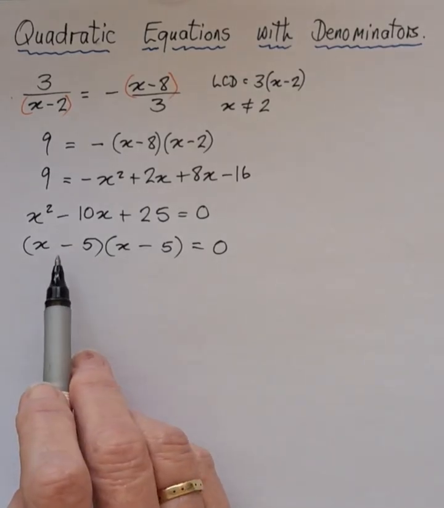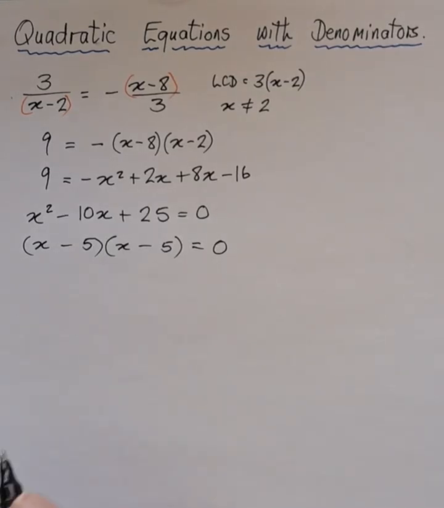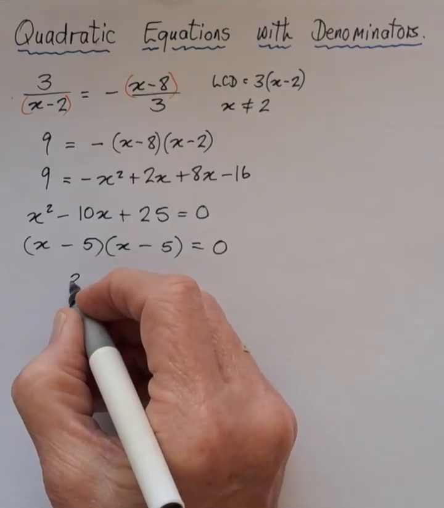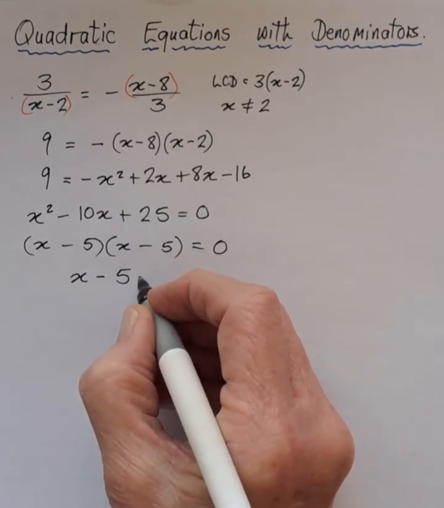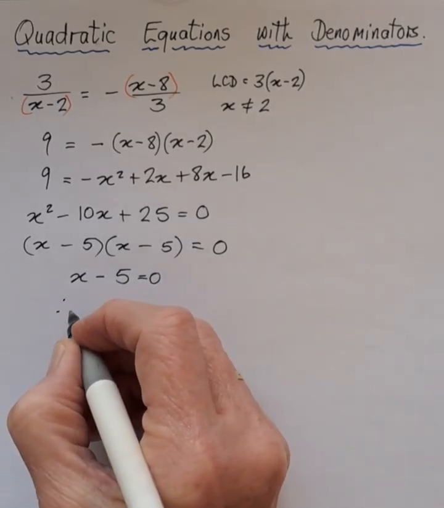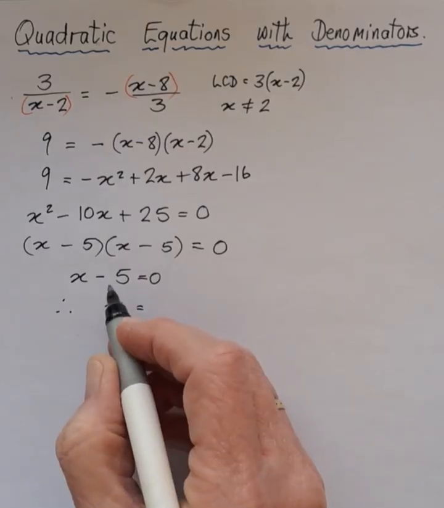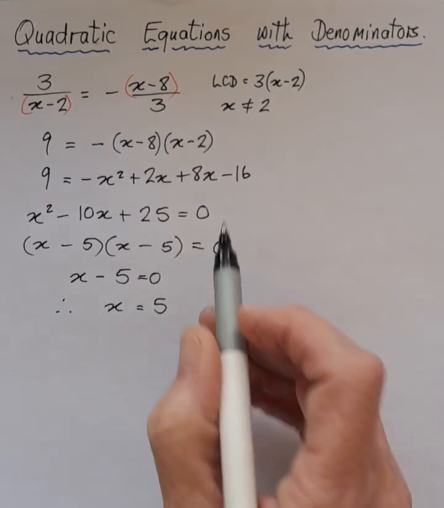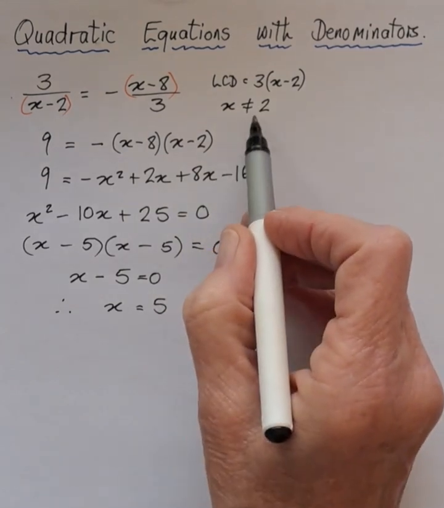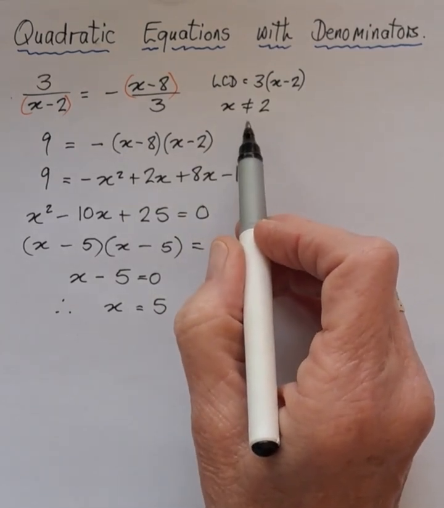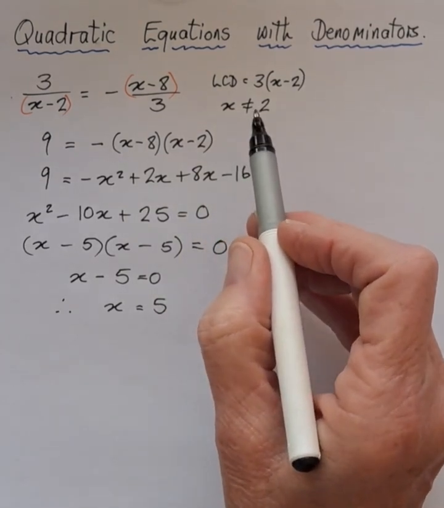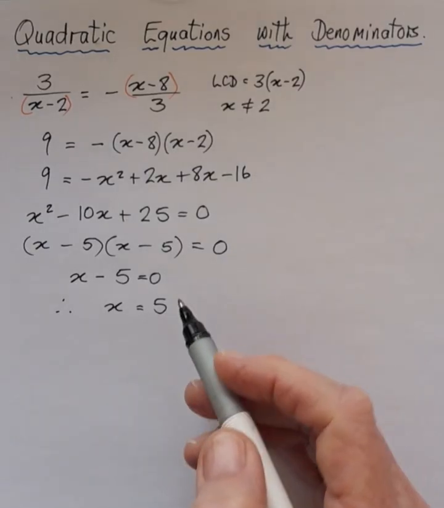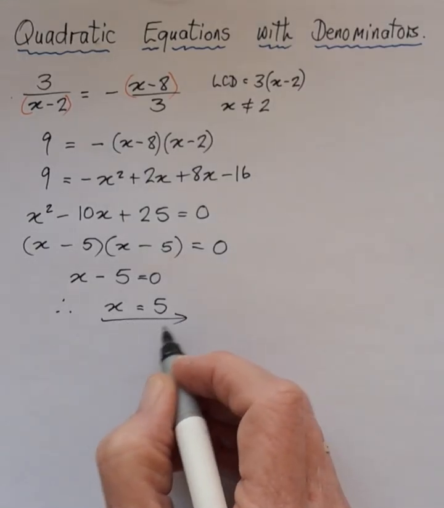So I don't need to say this equals 0 or that equals 0. It's simply x minus 5 is equal to 0, and therefore x is equal to positive 5. Then what I have to do is I need to go back and check my restriction. My restriction said that x could not be 2, but I've got an answer of 5, so it is acceptable.